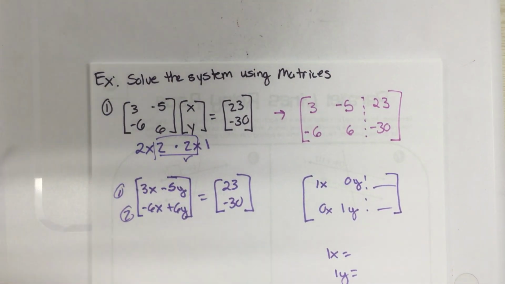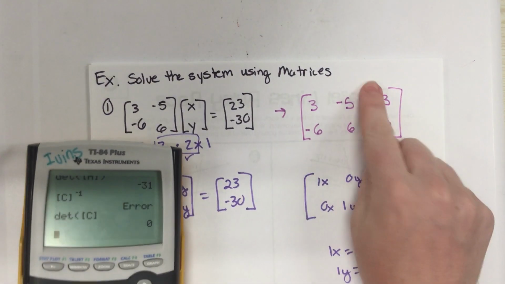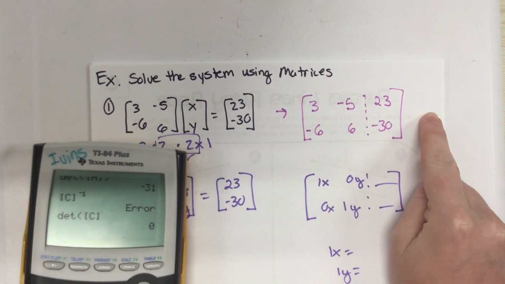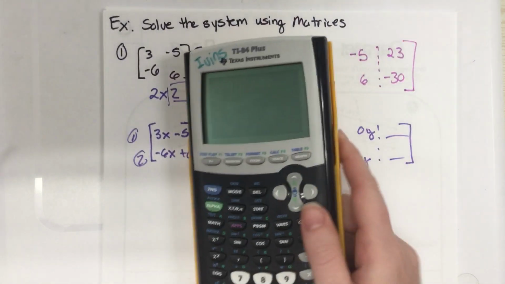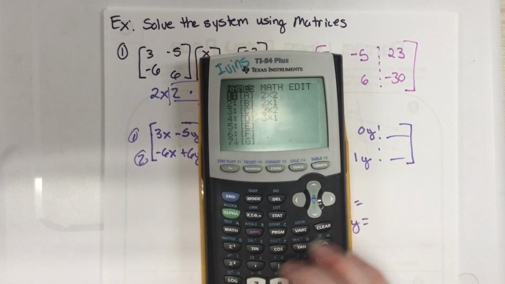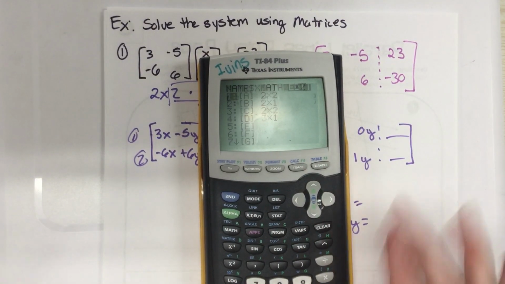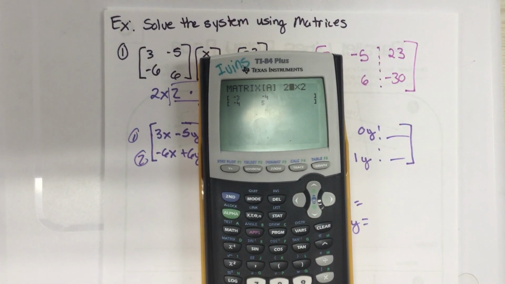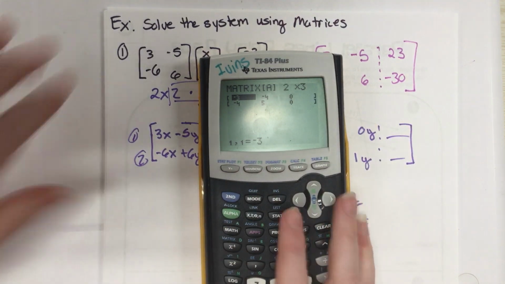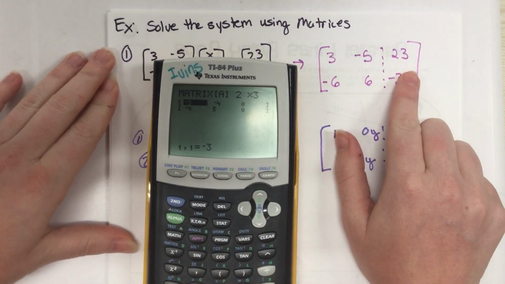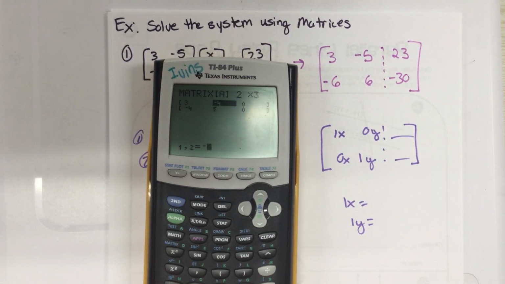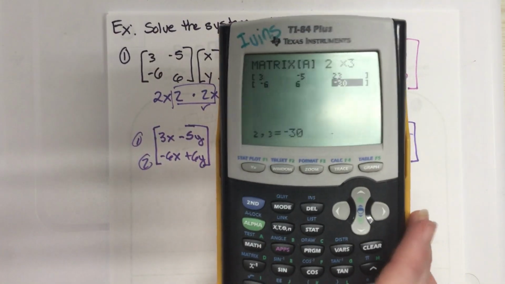All right, and so I'm going to take my calculator and type in this matrix. So this is a 2 by 3 matrix. All right, and it doesn't matter which one you do. So go to second matrix and go over to edit, and we're going to edit A. And so we're going to hit 2, enter, 3, enter. Okay, and so we got a 2 by 3. Okay, and now I'm going to just type in what I have. So 3, enter, negative 5, enter, 23, enter, negative 6, enter, 6, enter, negative 30, enter. Okay, and so now I have my matrix right there.